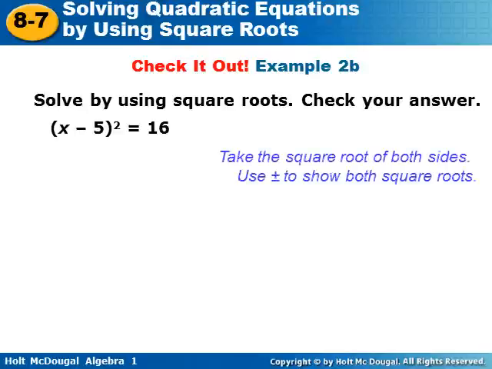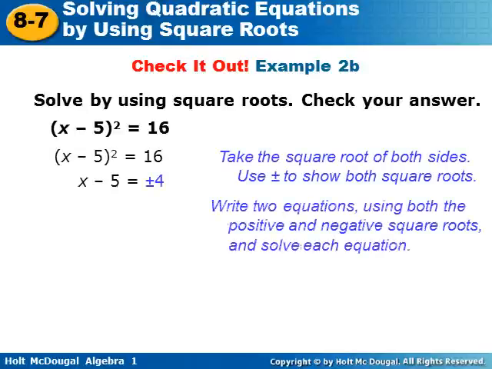So you're going to take the square root of both sides using plus or minus to show both square roots. And when you square root the x minus 5 squared, the square and the square root cancel, and you're just left with the x minus 5. And then when you square root 16, you get plus or minus the square root of 16, which is 4. So x minus 5 equals plus or minus 4.